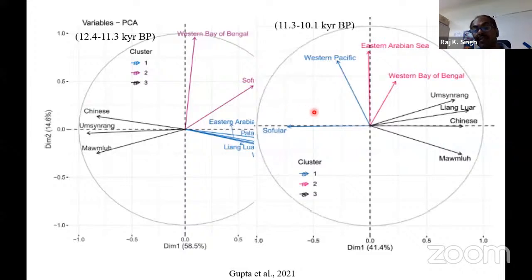But when we do the same analysis for the period when the precipitation was very high, we find that all these cave records, as well as this Eastern Arabian Sea and Western Bay of Bengal record, almost have a similar affinity, or they are connected. So that means both the different proxies may not behave similarly during the dry period as well as the wet period. They have different behaviors, and it depends on how sensitive each is to those particular changes.